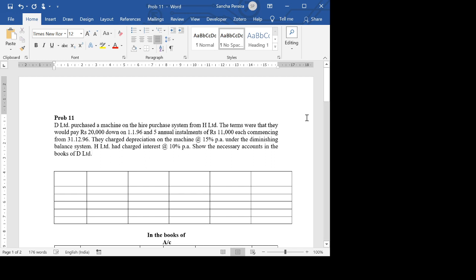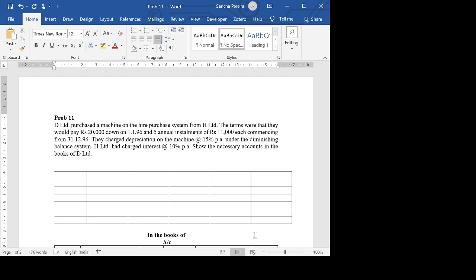I want to know from you what is given in the problem and what is not given. Whatever you see, something is given and something is missing. So tell me what is given and what is missing. Very good. Cash price is not given. It's one of the most important things because we can't start that table until and unless we know the cash price.